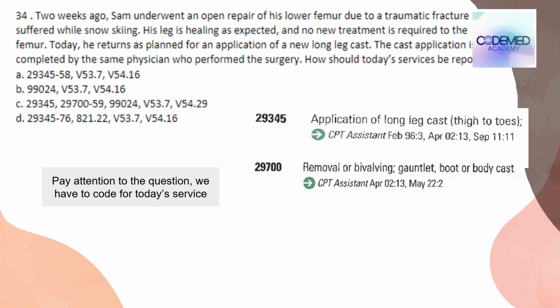So we will see all the codes, and if you see the code 29345, it talks about application of the long leg cast. And the code 29700 is removal or bivalving of a gauntlet, boot or body cast. Removal didn't happen, he came for the application, so we'll definitely require code 29345. And here the modifier is very important. Who put the cast? The cast application is completed by the same physician who performed the surgery. So that is very, very important.